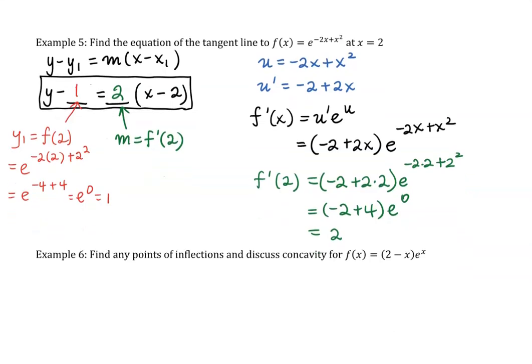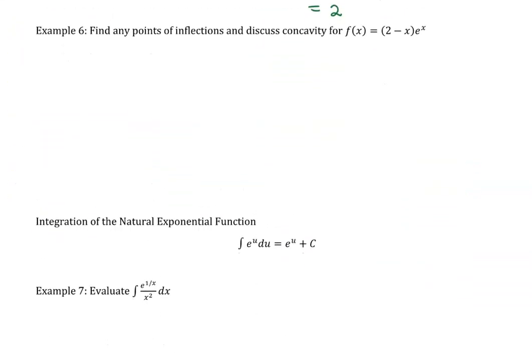In example 6, you will be finding any points of inflection and discussing concavity. So to find possible points of inflection and to discuss concavity, we need to find the second derivative. We'll start by finding the first derivative, and to find the first derivative, we will need to use the product rule because we do have 2 separate things multiplied together. F is 2 minus x, and so our f prime is simply negative 1. Our g is e to the x, and so our g prime is also e to the x.